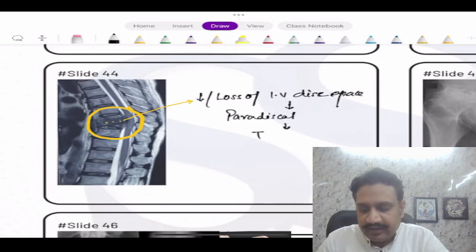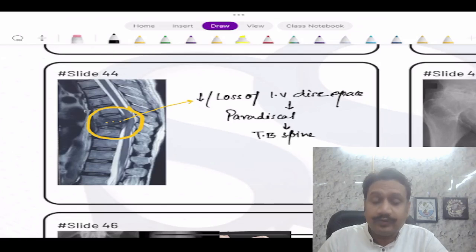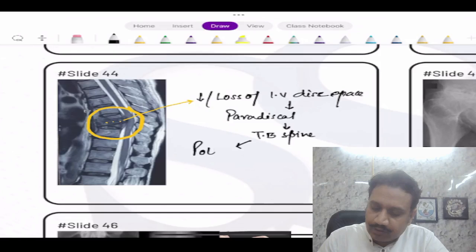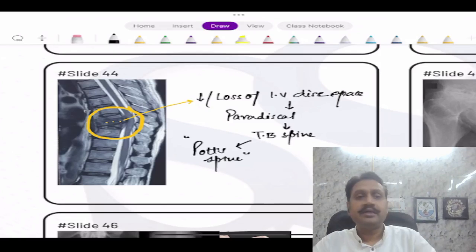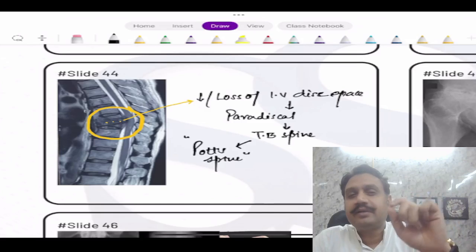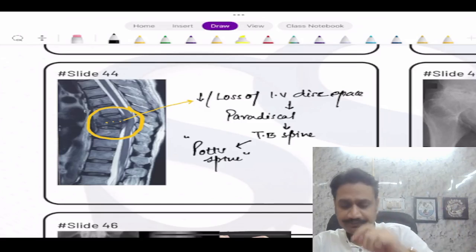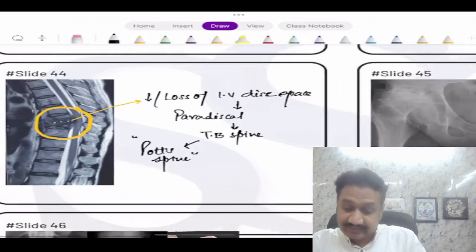This is seen typically in the cases of paradiscal involvement. We call this paradiscal involvement. It is seen in TB of the vertebrae, the tuberculosis of the spine. And what do we call tuberculosis of the spine? This is called Pott's spine, right? So decrease or loss of the intervertebral disc space, typical one. Yes, it is tuberculosis.